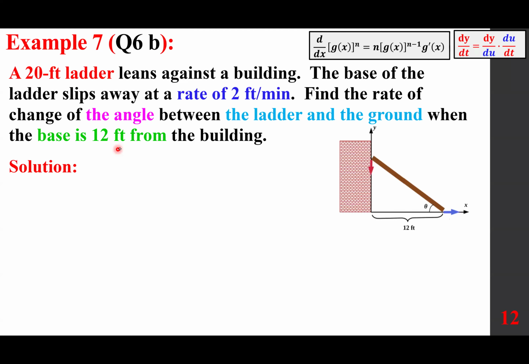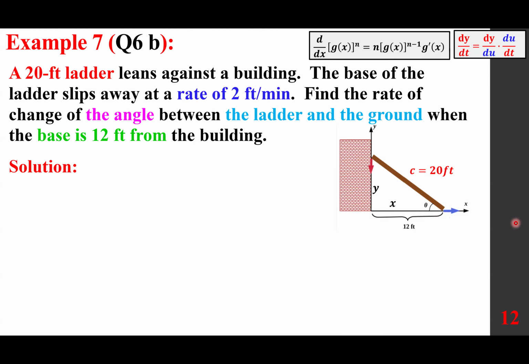So let's do the setup. Here's what we have. A ladder leans against a building or a wall. It moves this way. Okay. And so we are going to define our variables. This is x, the base. The height is y. The ladder, 20 feet.